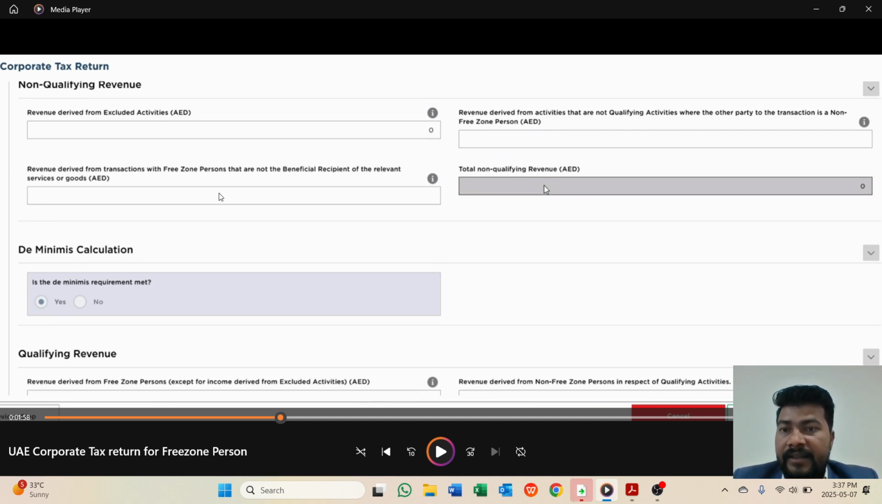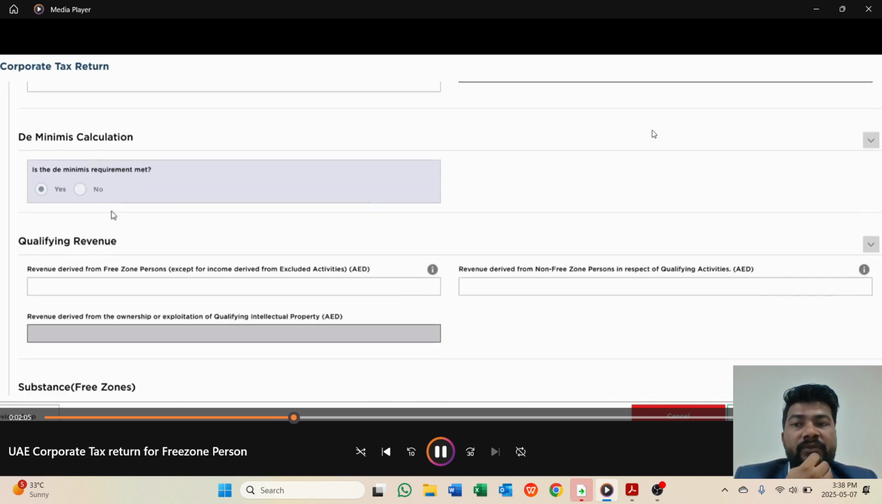transactions. Again, if it is with free zone to free zone, the recipient should be the beneficial recipient of the goods. Then only it will be qualifying income. If not, in that case, it will be non-qualifying income. So altogether, it will come here. Total non-qualifying income will come here.